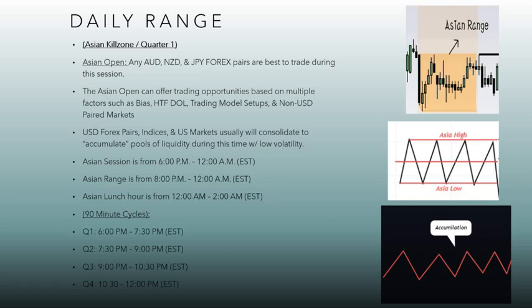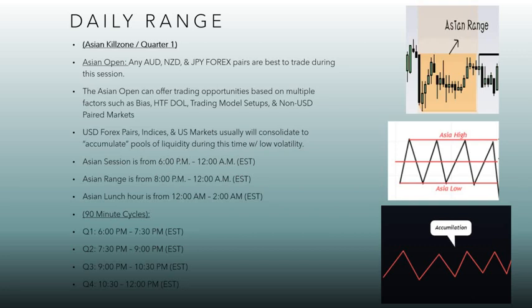During Asian session, we can use this as an opportunity to see the liquidity pools building up. Okay. So USD forex pairs, indices, and US markets usually will consolidate to accumulate pools of liquidity during this time with low volatility. Okay? So during Asian session, this is where the volatility is going to be low. And this is where you want to wait and anticipate the market either taking out the Asian high or Asian low, which is going to be your buy side and your sell side.